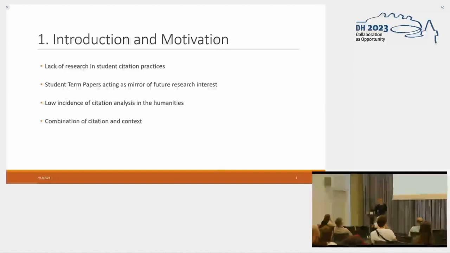While there is research on student citation practices, it mostly focuses on the impact of libraries, citation policies, and catalog systems. Our goal was to look at the topics students write about and the authors they cite. Also, we are looking at German studies because there's a low incidence of citation analysis in the humanities. Hence, we use a combination of scientometric methods and digital humanities methods.